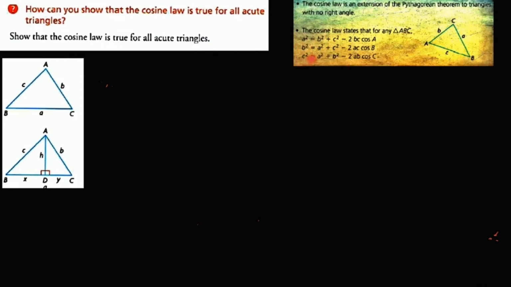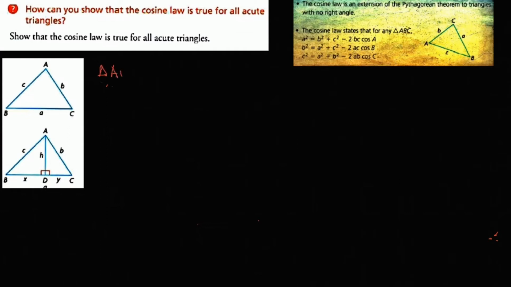It looks like an extension of the Pythagorean theorem, right? So I draw a diagram and then draw a line segment from A to D. This segment AD is perpendicular to BC. So this is the height. I set it as h, and x for BD and y for DC. So I use the Pythagorean theorem.